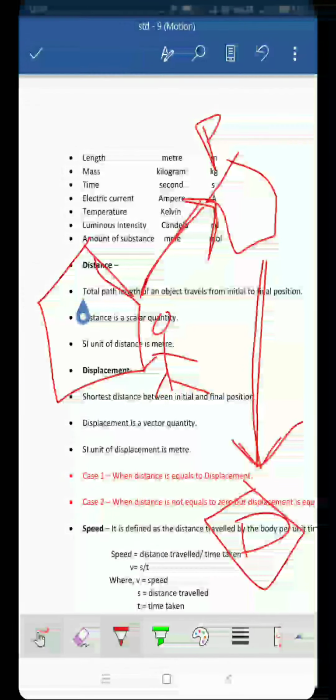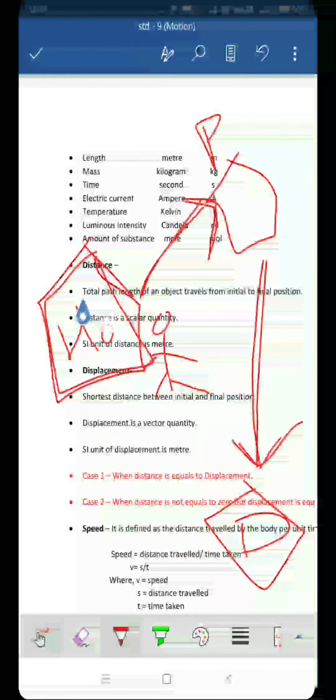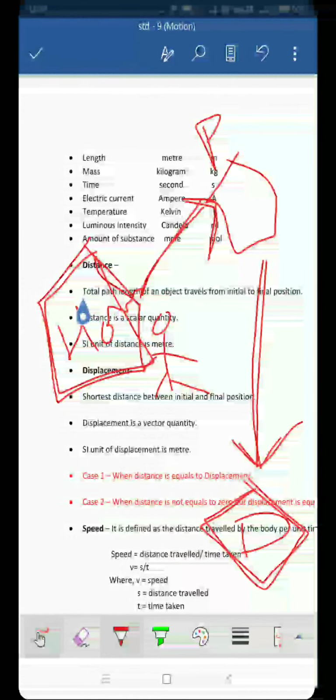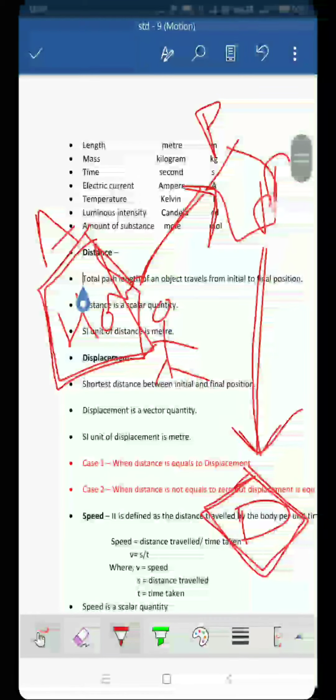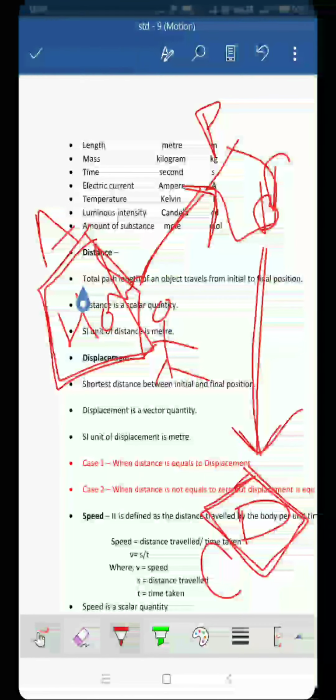So that means when I talk of distance, I mean the total path length that the boy has covered from initial position to final position. Here, what is the initial position? The home is the initial position, right? And what is the final position? His destination, his last point. Domino's is his final position. Now, total distance will be, suppose this is point A and this is point B and this is point C, right? So, total distance will be AB plus BC, right?